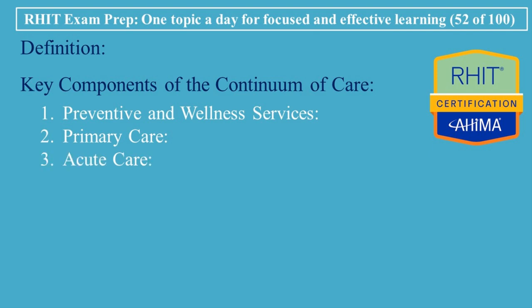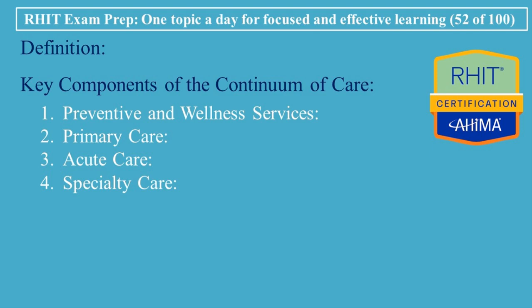3. Acute care. Acute care includes urgent, short-term treatment for severe injuries or episodes of illness. This is typically provided in hospital settings, emergency departments, or urgent care centers. Acute care services may involve surgeries, hospital admissions, and treatments for conditions that require immediate attention, such as heart attacks, strokes, or trauma.